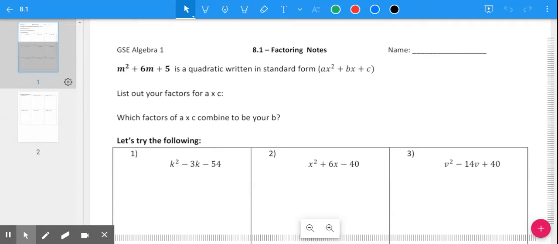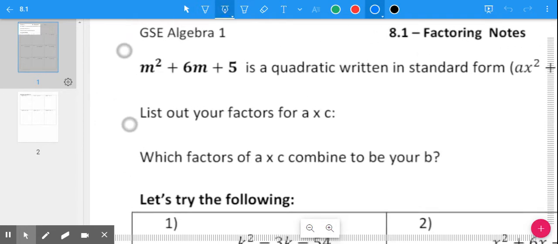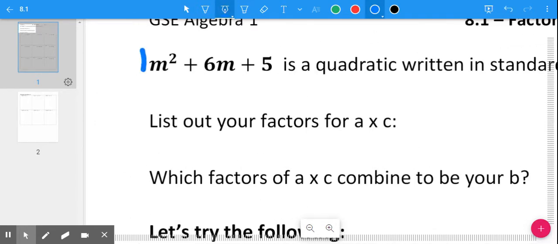All right, as we start Unit 8, our first lesson is about factoring. So m squared plus 6m plus 5 is a quadratic written in standard form, which is ax squared plus bx plus c. So it says list out your factors for a times c. Now a is the implied 1 in front of the m. And c is the 5 on the end.